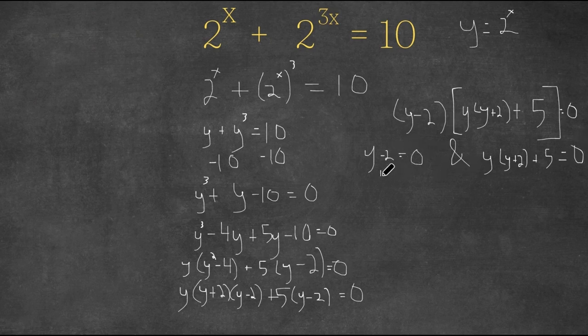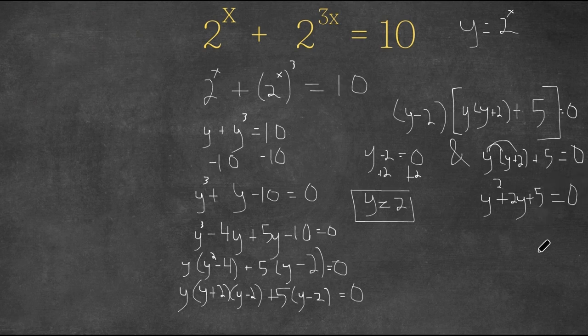Now let's solve our first one here. This one is really simple. We simply add 2 on both sides to isolate y, and we get y equal to 2. For our next solution, let's first distribute our y to y plus 2. So we get y squared plus 2y plus 5 equals 0.